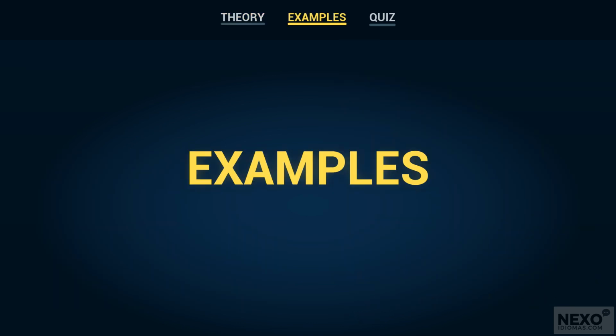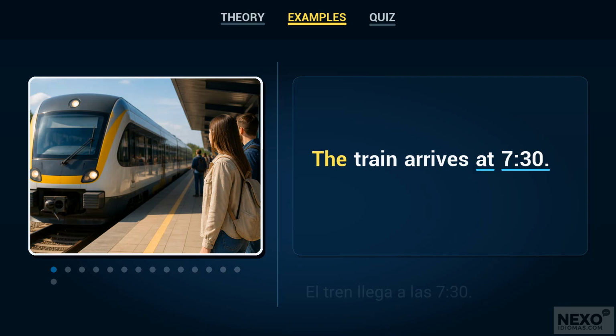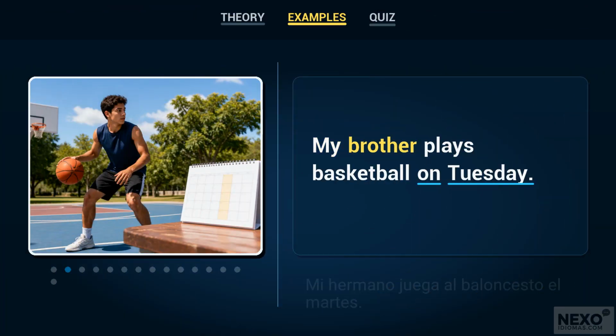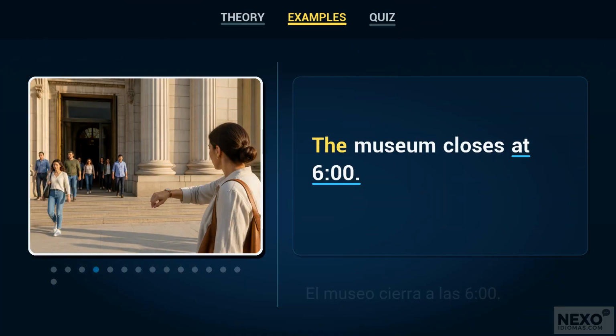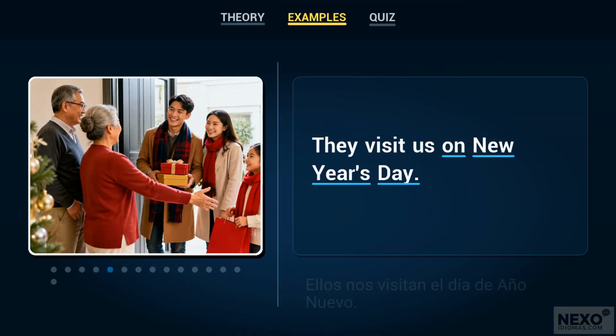Examples. The train arrives at 7:30. My brother plays basketball on Tuesday. We go to the beach in August. The museum closes at 6 o'clock. They visit us on New Year's Day.